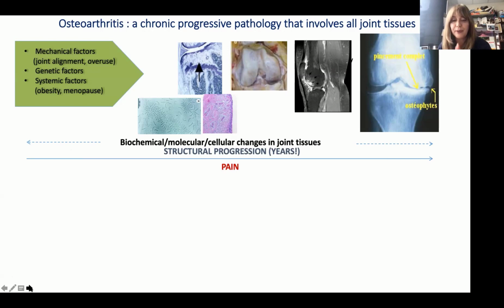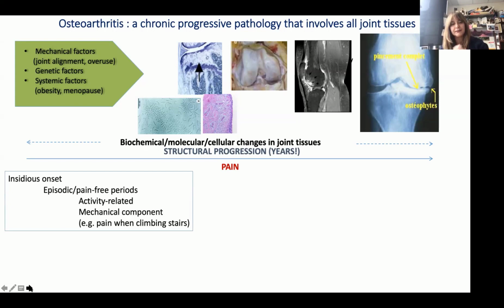So what happens to the pain? It's only in about the past 15 years or so that people have very carefully started to document how pain progresses in osteoarthritis. Typically, the pain in osteoarthritis has an insidious onset. People will say that they have flares of pain and then long pain-free episodes. And very typically, this pain is activity related.